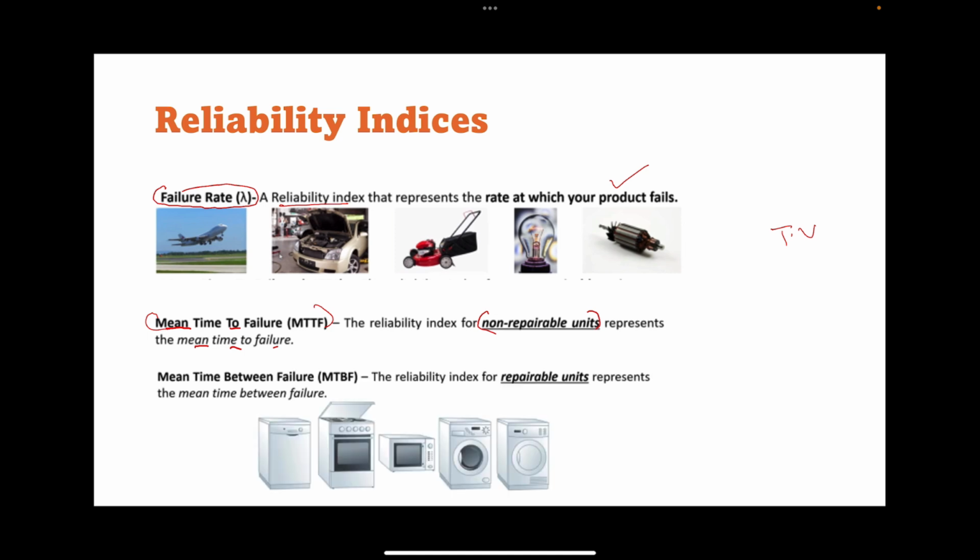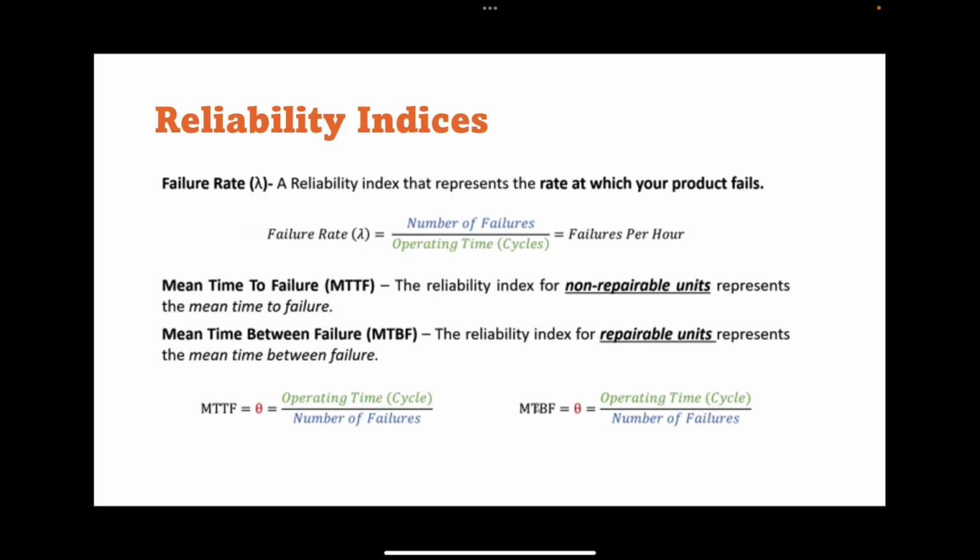And then you have mean time between failures. That is the reliability index for repairable units. Some products will fail and then we can repair them. For example, in the case of a car or automobile, if a component fails, then we can repair it and use it again. In that case, the reliability index we use is mean time between failures. Now let us see each one of them in detail and see how we can calculate it.